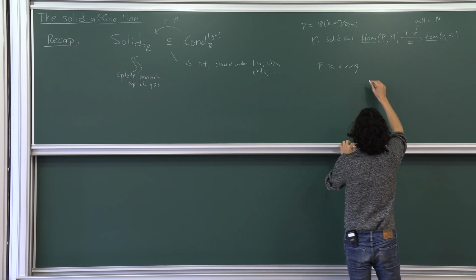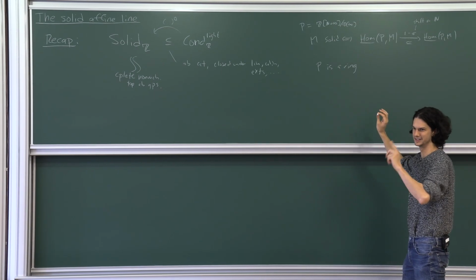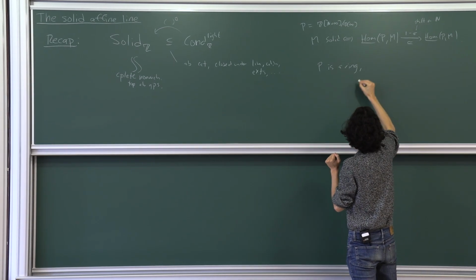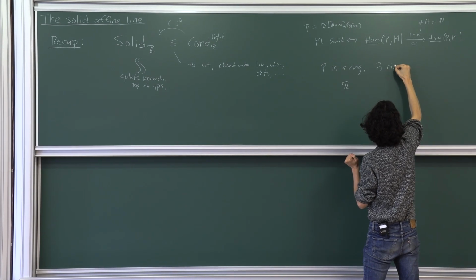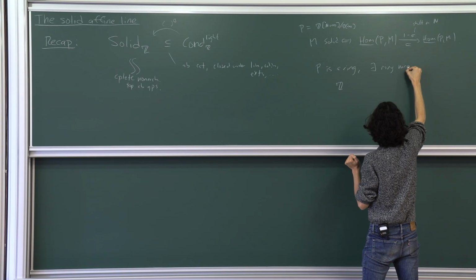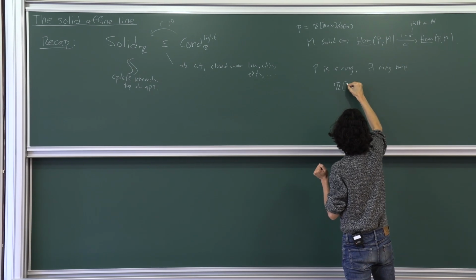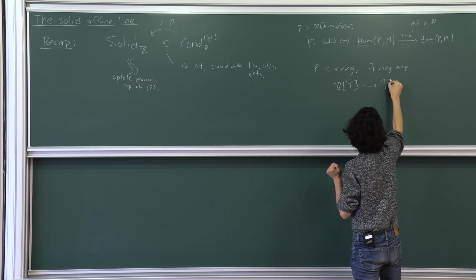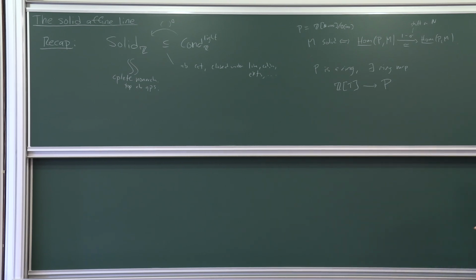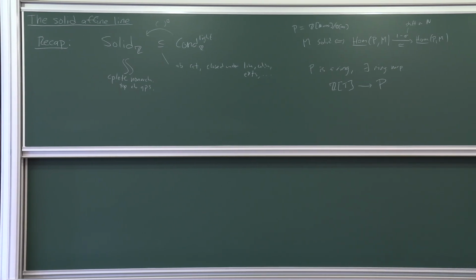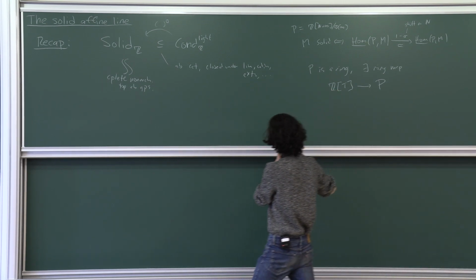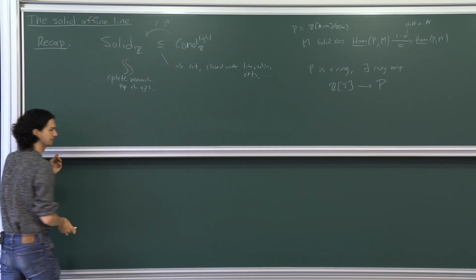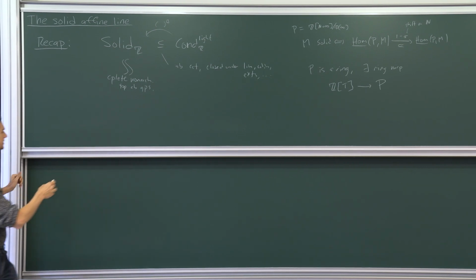So P is a ring, and in fact there's a ring map from the polynomial ring in one variable to P, and the shift is multiplication by T. So that's what you have before solidification, but after solidification something extremely nice happens.